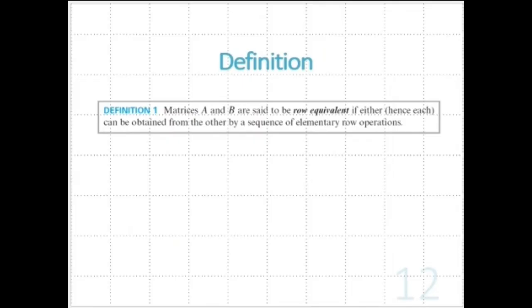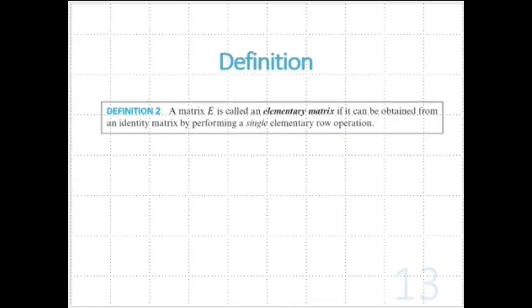All right, so here's your definition 1. Matrices A and B are said to be equivalent if either, hence each, can be obtained from the other by a sequence of elementary row operations. So if I can do some elementary row operations on A and obtain B, or I can do the reverse, then those are going to be row equivalent.